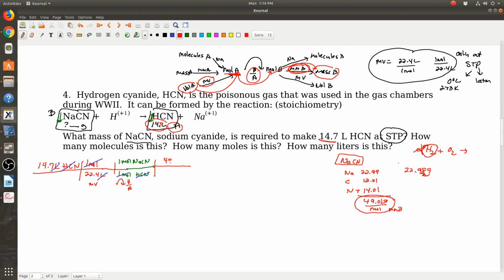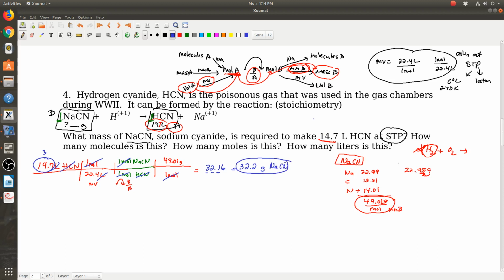All right, 49.01 grams in 1 mole. Now I can cancel out units again. Moles and moles cancel. And I end up with 32.16. And I look at significant figures. The beginning number has only 3 sig figs, so I need 3. That 1 needs to be rounded because we're going to round to that spot. So it's 32.2 grams of sodium cyanide. Okay, that's the first question.